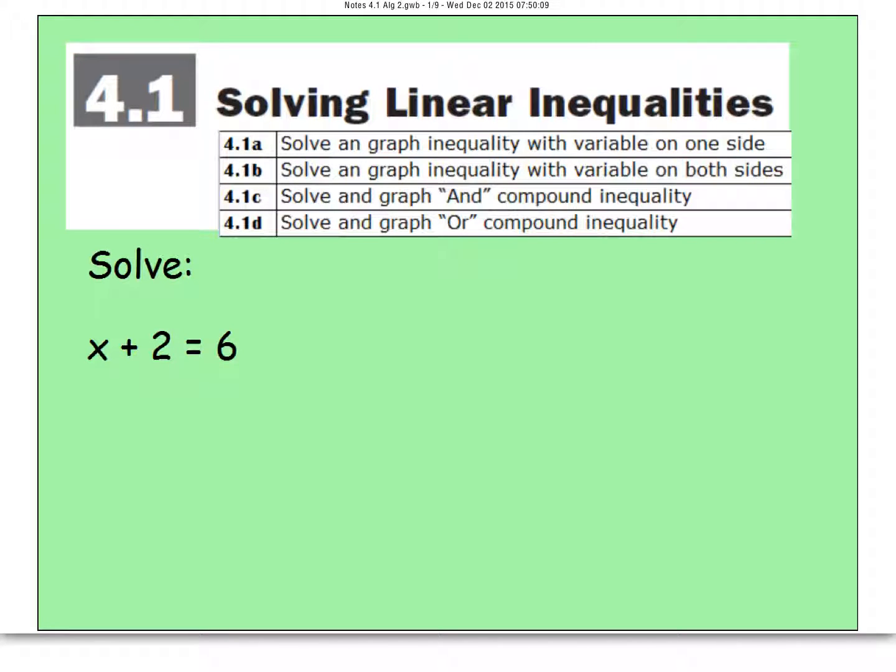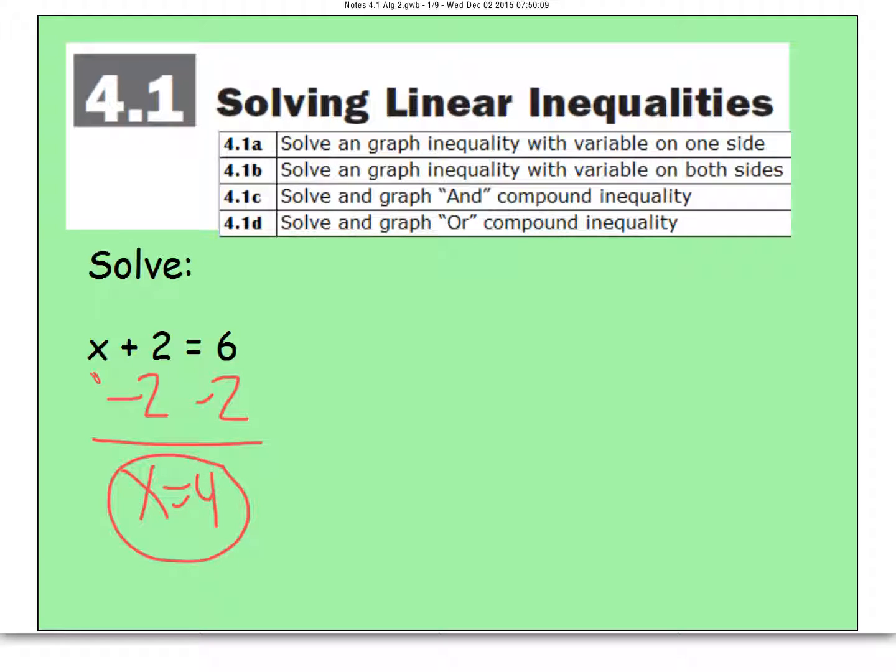Let's cover objectives 4.1a and b. We'll solve and graph inequalities with a variable on one side or on both sides. Before we do that though, let's review how do you solve an equation. If you were given x plus 2 equals 6, all you need to do is get x by itself, and to do that you need to move the 2. It's plus 2, so you minus 2. And x would be equal to 4.